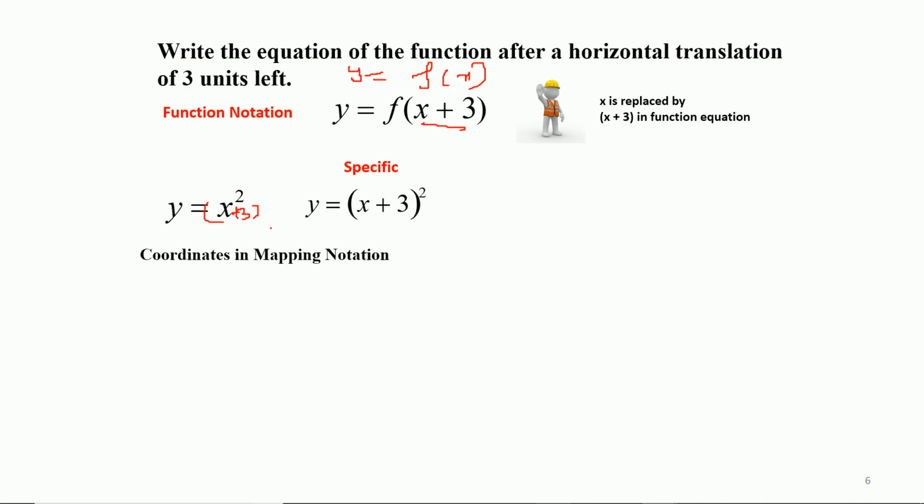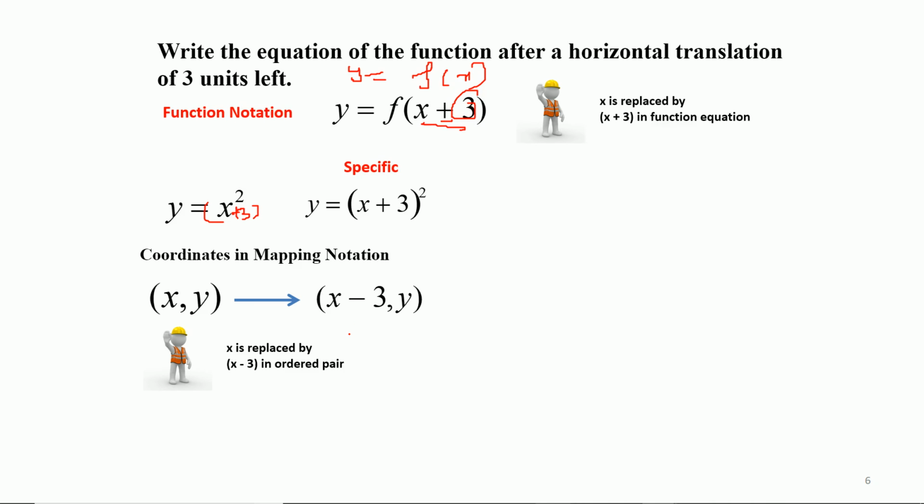How will be the coordinate in mapping notation? (x, y) will be, see, this was x plus 3, and we know that when it is plus 3, we have to subtract 3 from here, (x minus 3, y). So x is replaced by x minus 3 in this ordered pair, (x, y) becomes (x minus 3, y). So (3, 9) will become what? We have to subtract 3 from here. So this will be (0, 9). 3 minus 3 is 0, (0, 9).